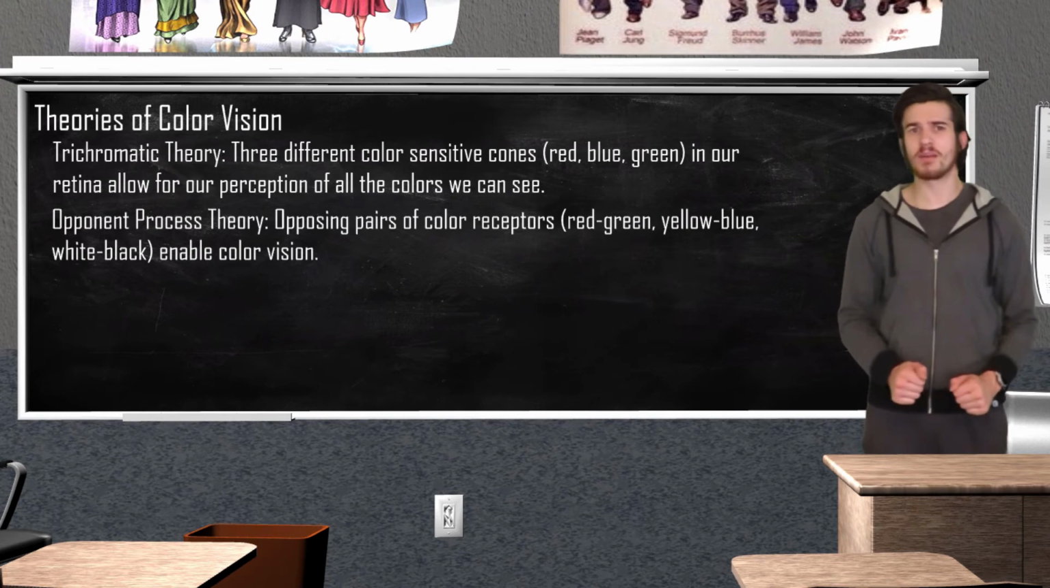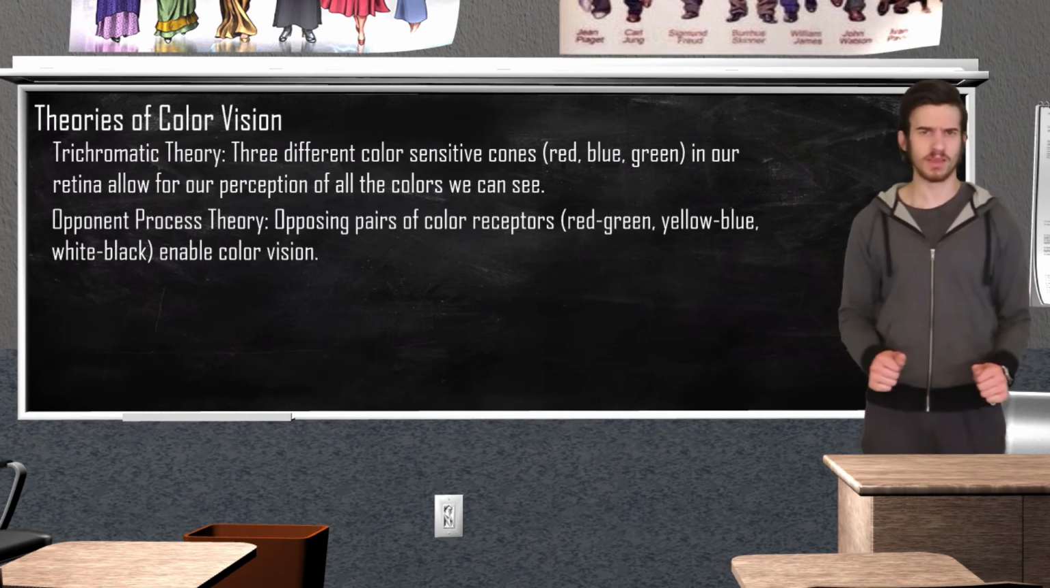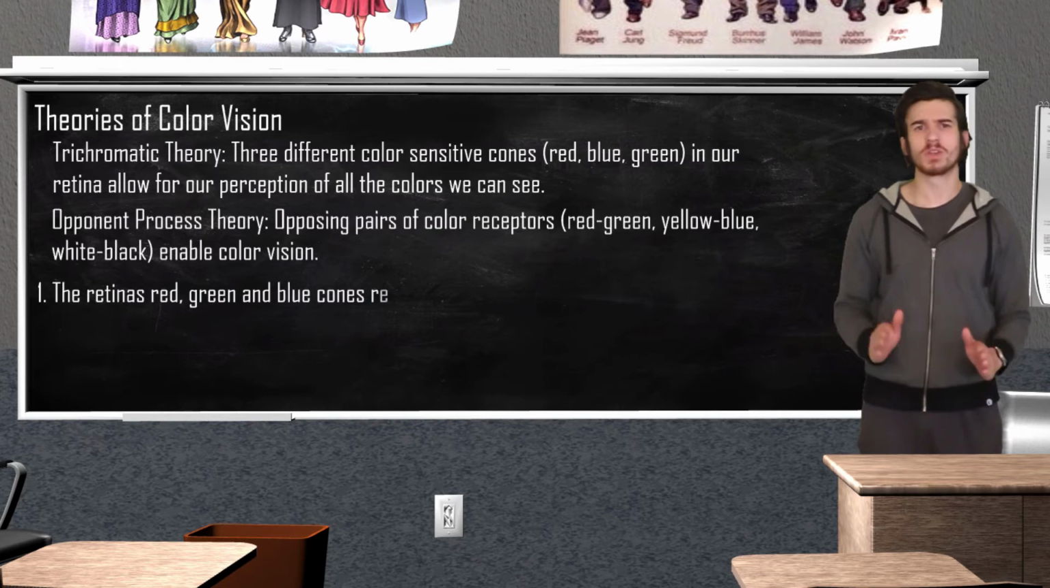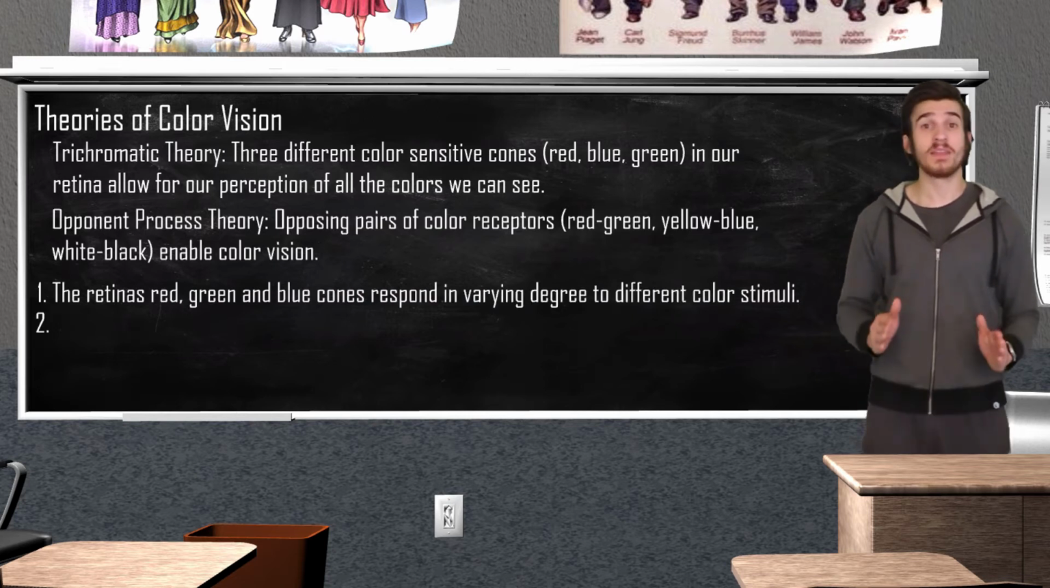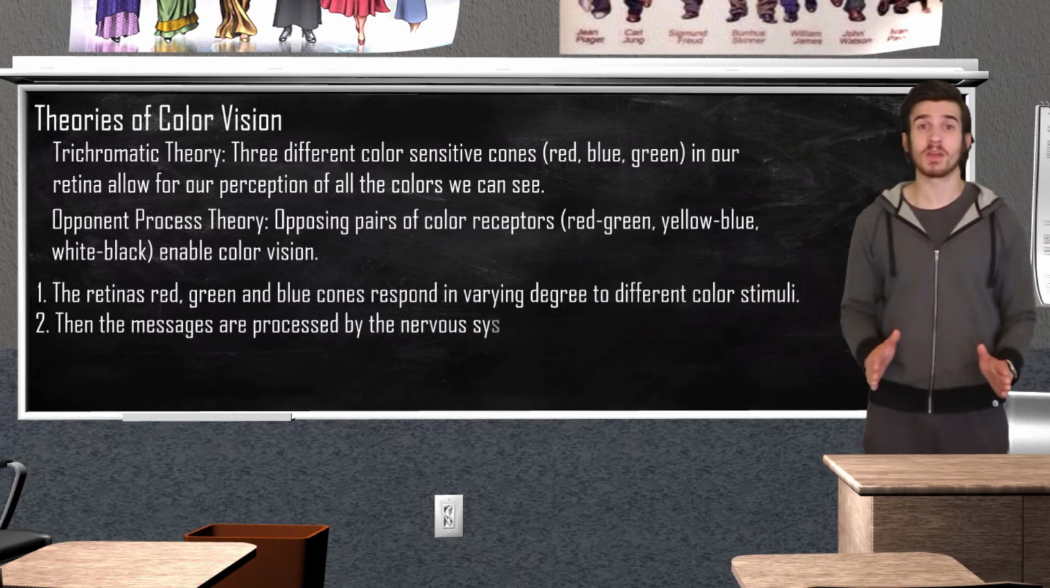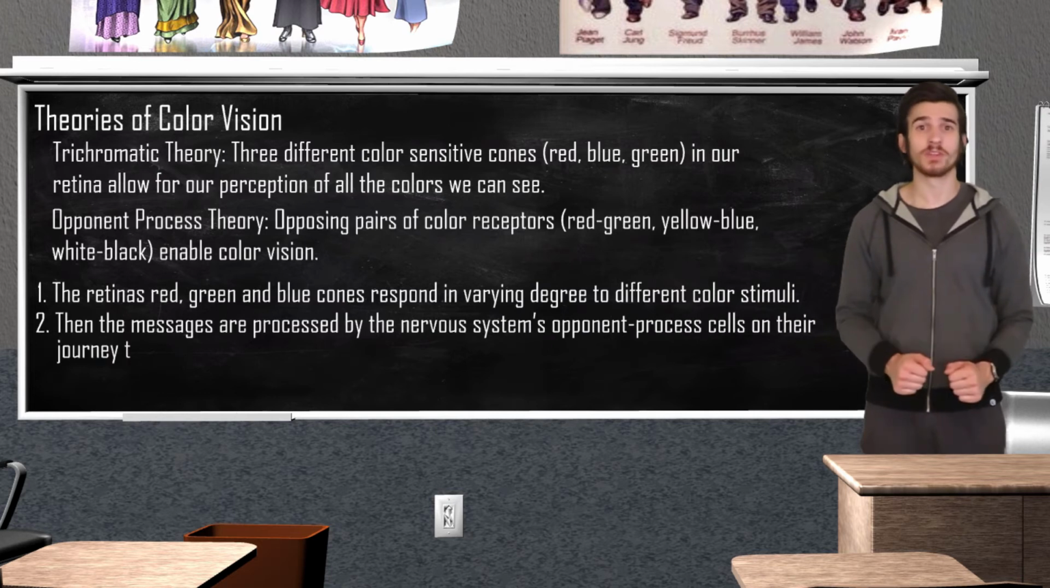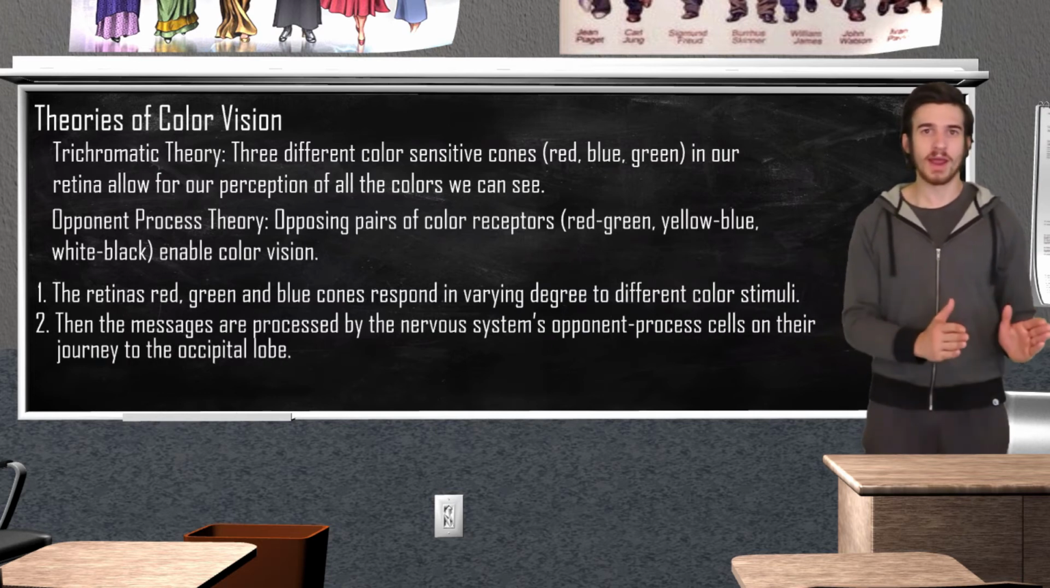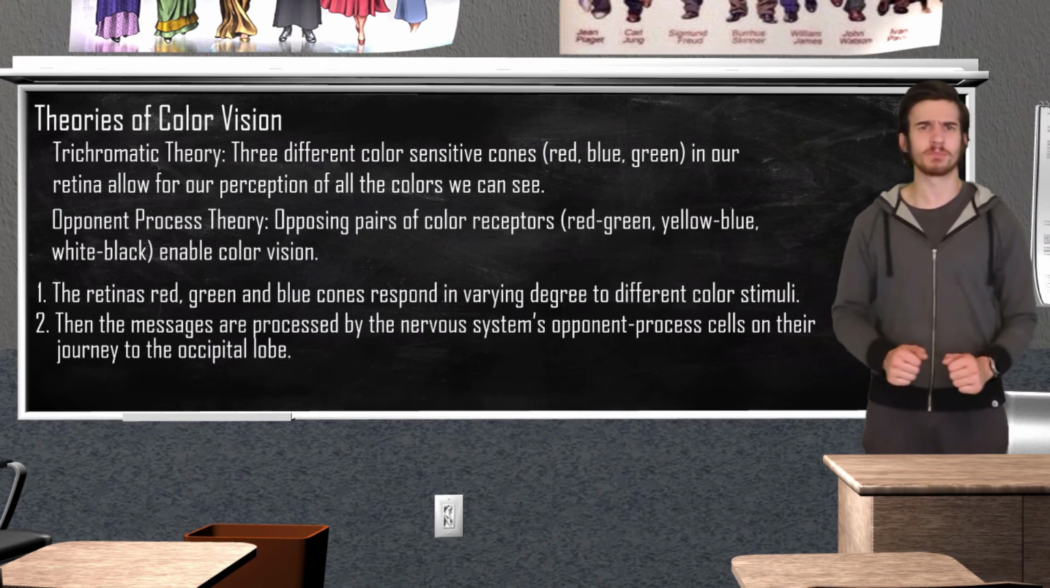Today, the understanding we have on how we process color goes something like this. The retina's red, green, and blue cones respond in varying degree to different stimuli. Then the message is processed by the nervous system's opponent process cells before starting their journey to the occipital lobe, proving both the trichromatic and opponent process theory useful in explaining our color vision.